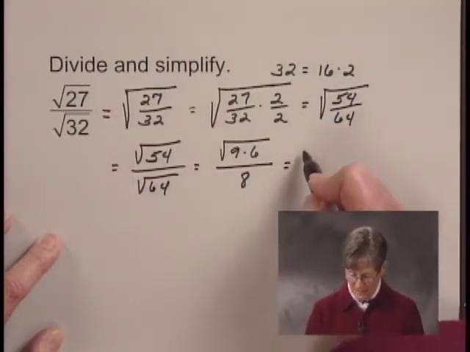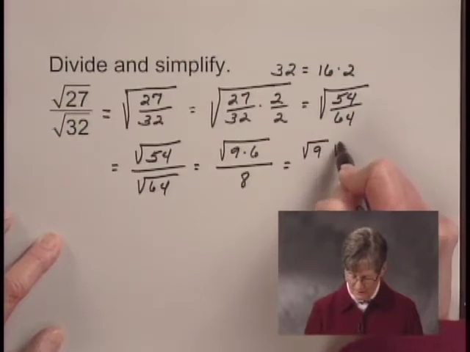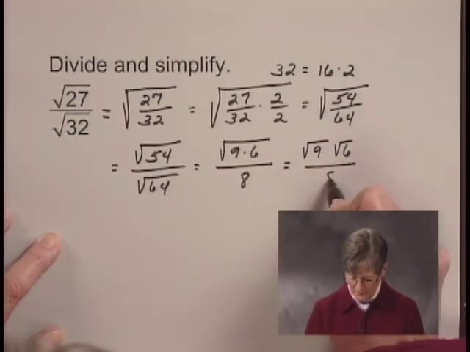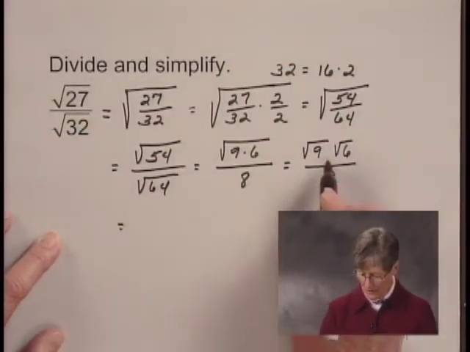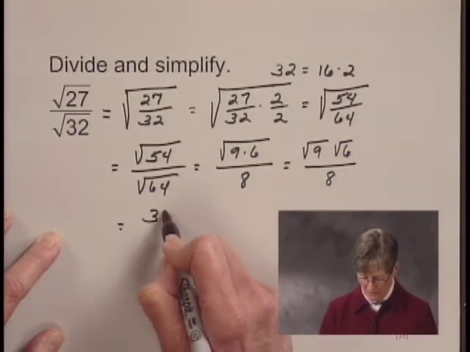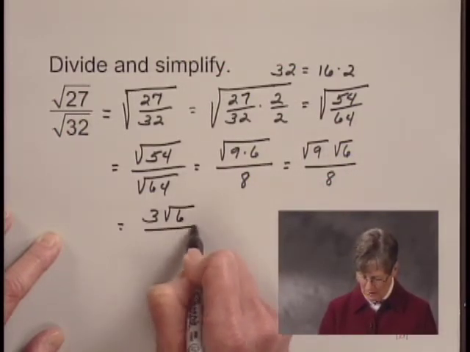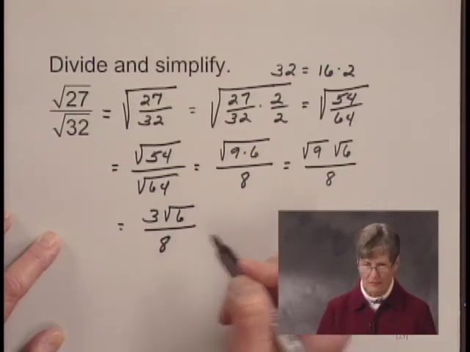And in the numerator now, I can write the square root of 9 times the square root of 6, and this is over 8. And the square root of 9 is 3. So my final form is 3 times the square root of 6 over 8.